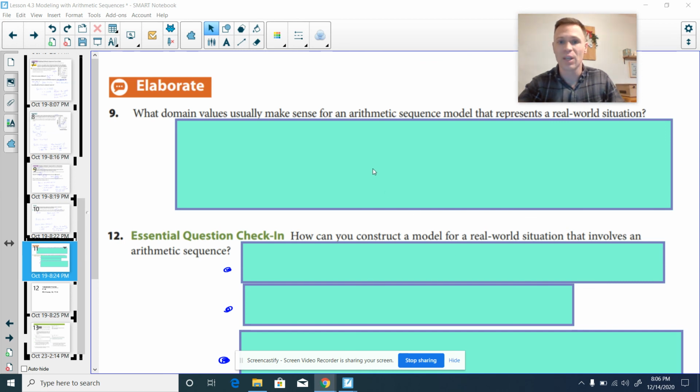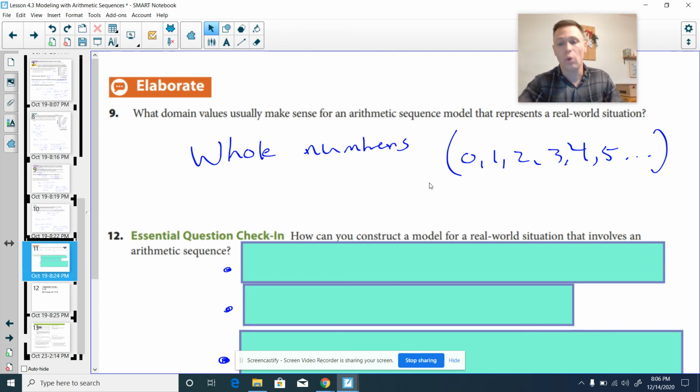But sometimes it is. Our domain values usually are whole numbers, and whole numbers are 0, 1, 2, 3, 4, 5. Negative numbers really don't make sense when we're talking about domain for the real world, right? You can't really go back in time. I can't do negative things, so negative numbers don't make sense. Whole numbers is probably the best answer, even though we're going to concede that, yeah, if we have our domain actually being time, well, I can have half of a minute, and I can have a third of a minute, things like that, okay?